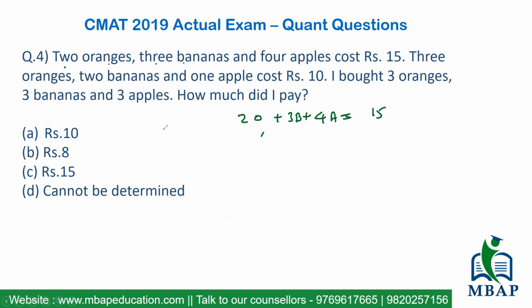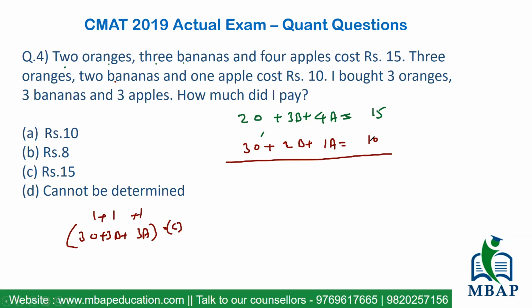Next, 3 oranges, 2 bananas, and 1 apple is going to cost rupees 10. So I repeat, 3 oranges, 2 bananas, and 1 apple is going to cost you rupees 10. The question is, you're finally getting 3 oranges, 3 bananas, and 3 apples, and the question is to find the cost of this. Ideally, you need the cost of 1 orange, 1 banana, and 1 apple towards the end.